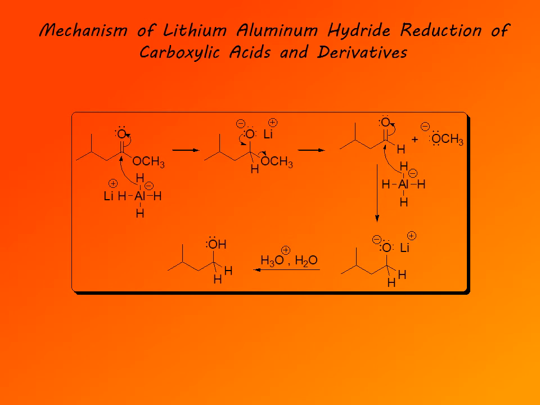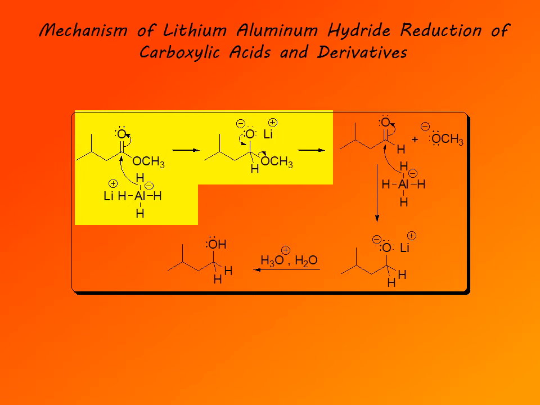Carboxylic acids and derivatives undergo reduction reactions with hydride ion donors. Typically, lithium aluminum hydride and various derivatives of it are used. Here is a mechanism of reduction of an ester with lithium aluminum hydride. In the first step, lithium aluminum hydride donates a hydride anion to the carbonyl carbon, so the hydride nucleophile adds to the carbonyl carbon of the ester, and that results in formation of a tetrahedral intermediate.